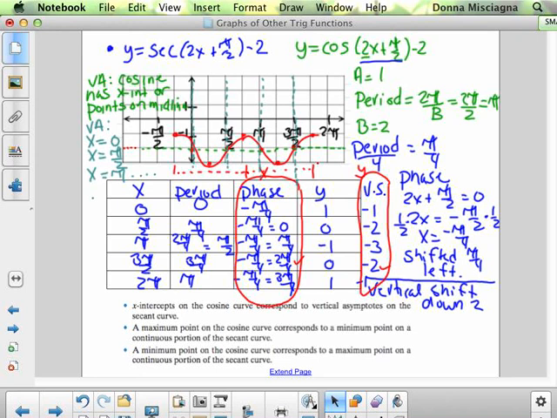And then the next thing we do is it has the same max and min points as cosine does. Of course, it's just a little bit reversed. So what's a max for cosine ends up being a min for secant. And what's a minimum for cosine ends up being a maximum for secant.